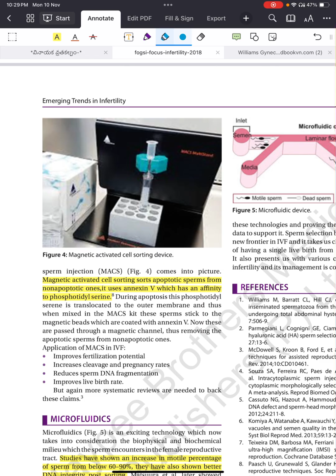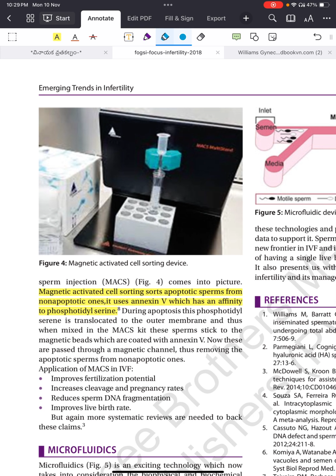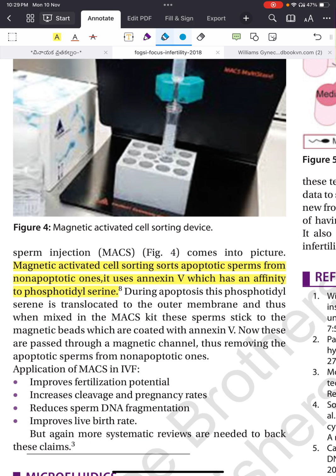In MACS, we can go for a magnetic activated cell sorting device. This sorts the apoptotic sperms from non-apoptotic ones. It uses annexin 5, which has an affinity for phosphatidylserine. Good sperms, the non-apoptotic ones, have phosphatidylserine in them. We keep annexin 5 in each and every chamber. If they're good sperms, then this annexin 5 goes and binds to the phosphatidylserine. That means they're good sperms, and then we can select them.